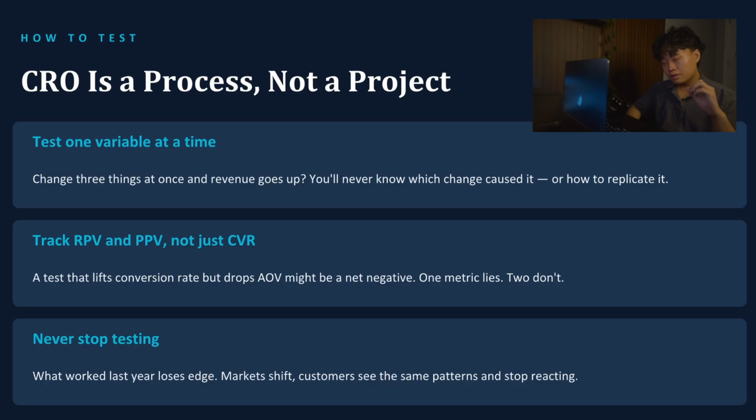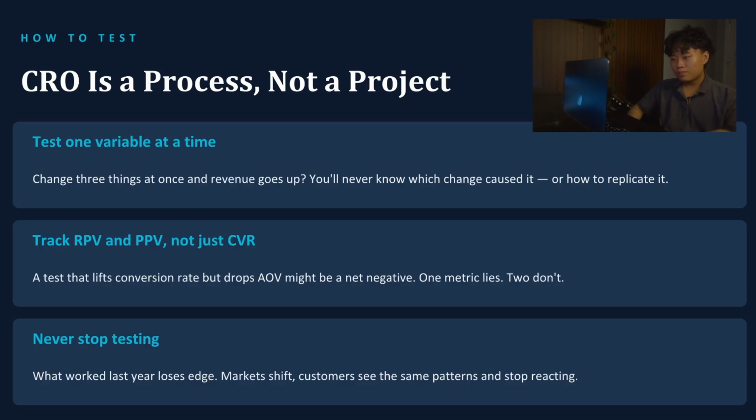Now you have to understand, getting a high converting website is a process and not really a project. You want to test one variable at a time. So price, headline, hero image. If you change three things at once and the revenue goes up, you have no idea what actually moved the lever and you can't replicate it. So you want to track one at a time.